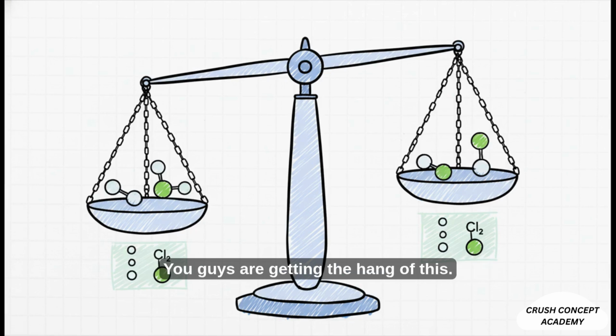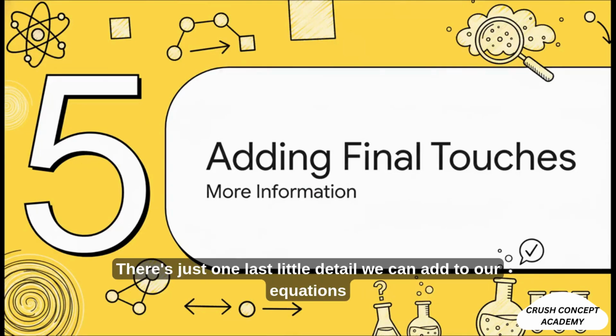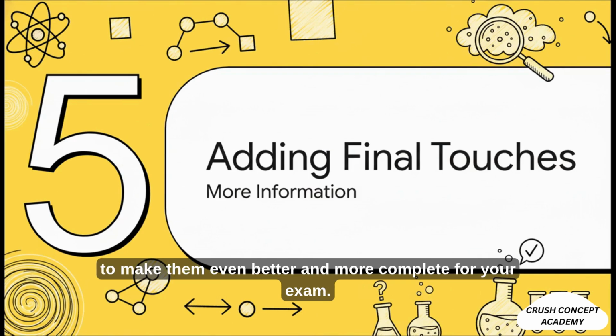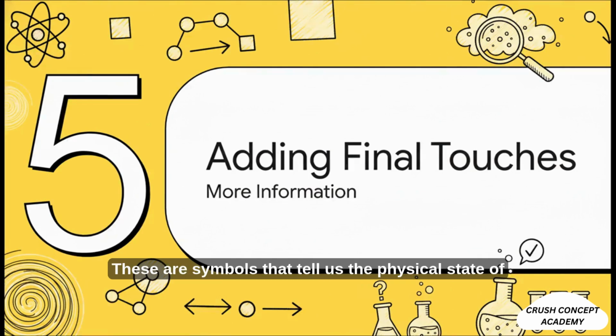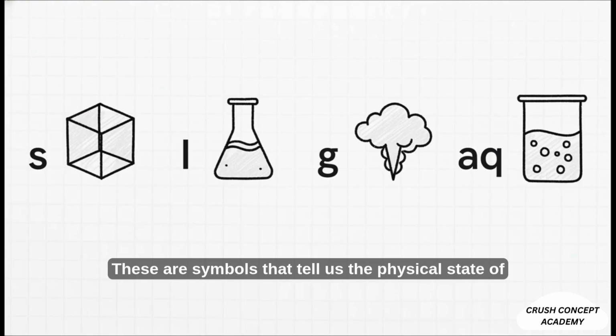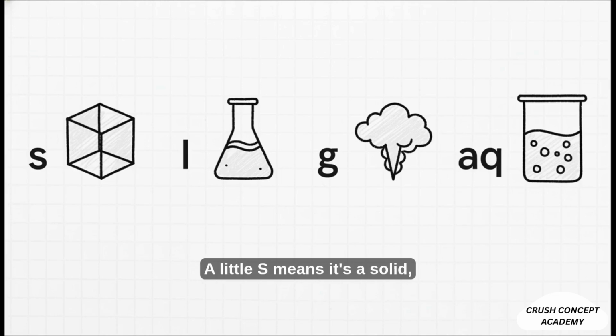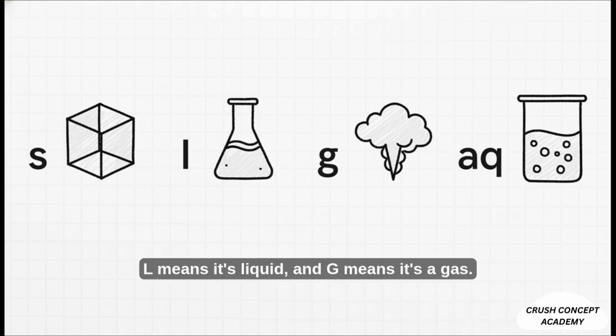You guys are getting a hang of this. We're almost at the finish line. There's just one last little detail we can add to our equations to make them even better and more complete for your exam. These are symbols that tell us the physical state of everything in the reaction. A little S means it's a solid, L means it's a liquid, and G means it's a gas.